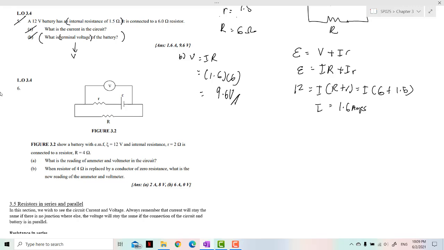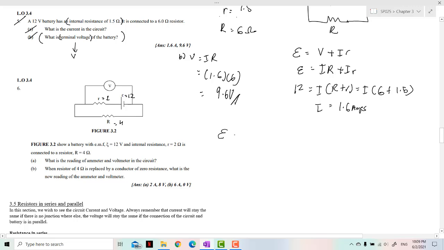Okay, so hopefully you tried to pause the video first. The question shows a battery with EMF 12 volts. So EMF 12 volts meaning that this is 12. Internal resistance r sama dengan 2 and also resistance R sama dengan 4. What is the reading of ammeter and voltmeter in the circuit?